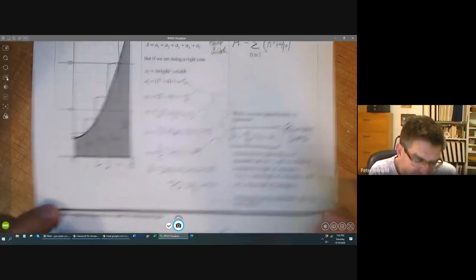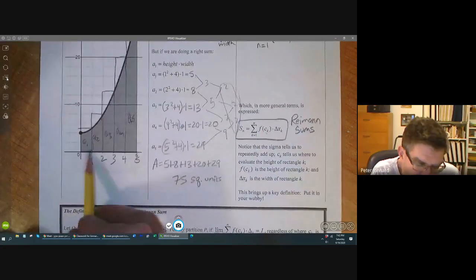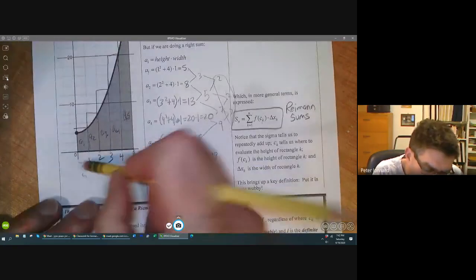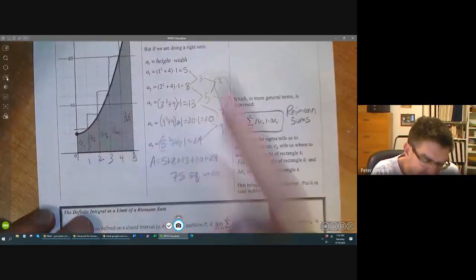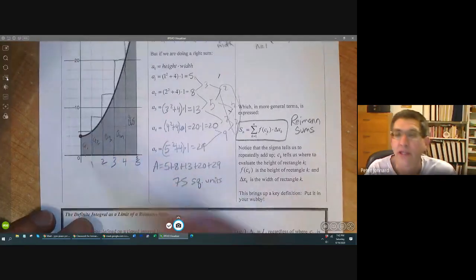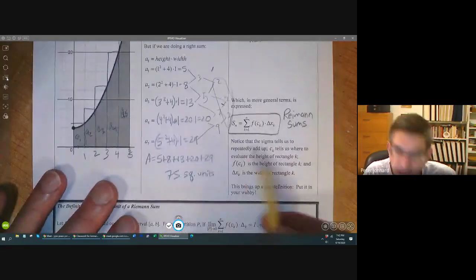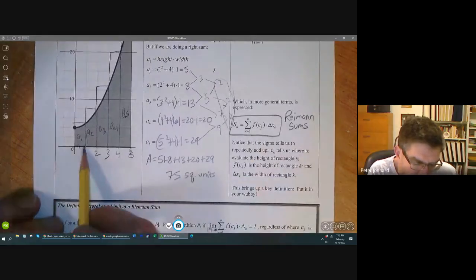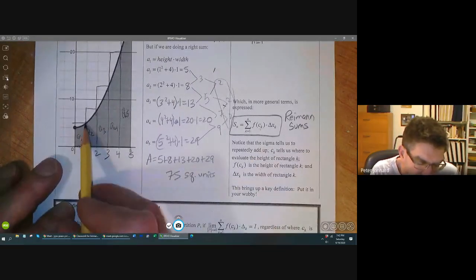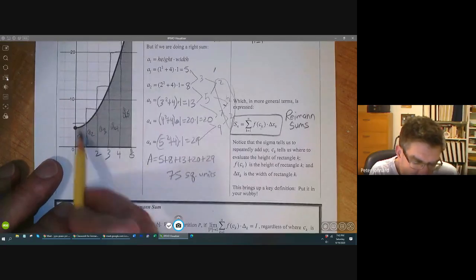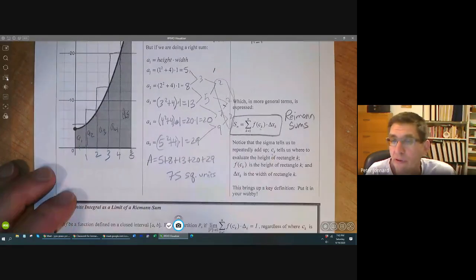C sub 1, in this case, is 1 because we evaluated at the edge, but C sub 1 could technically be anywhere. I don't want to label the width of it as C sub 1, but C sub 1 is any one particular value in here. We could evaluate the height of this at any value we want in here, okay? So notice that the segment tells us to repeatedly add up. C sub k tells us where to evaluate the height of rectangle k. So C sub 1 is, well, where do you want to evaluate the height of this one? For us, it was at the right edge, but you don't have to do that with the Riemann sum. We could have chosen any point in here that we wanted, and that would be an acceptable value for this.